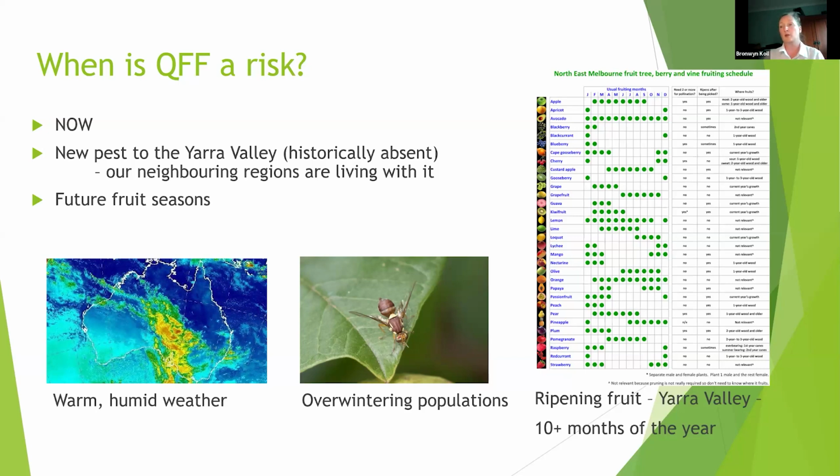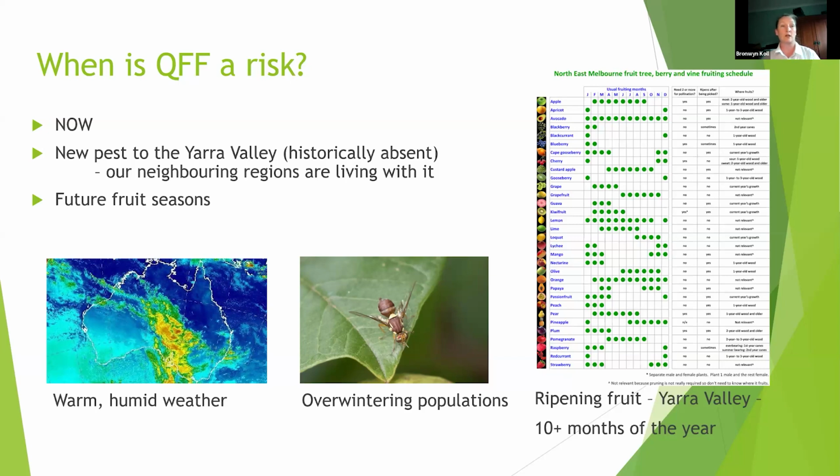It's going to be a problem in future fruit seasons because all of the people living around us are having to deal with it, or more to the point, some people are not dealing with it. So it's always going to be a risk to people growing fruit in the Yarra Valley.